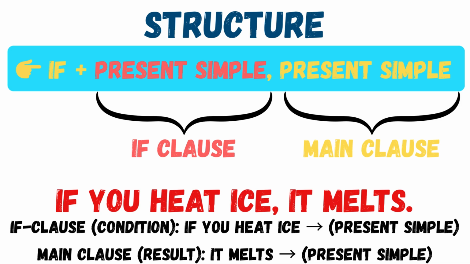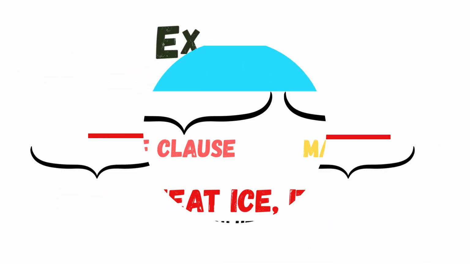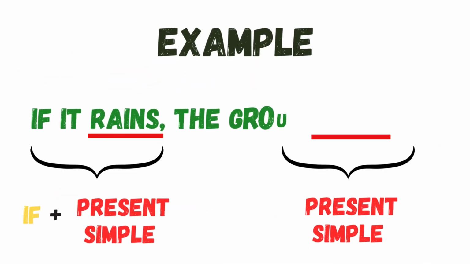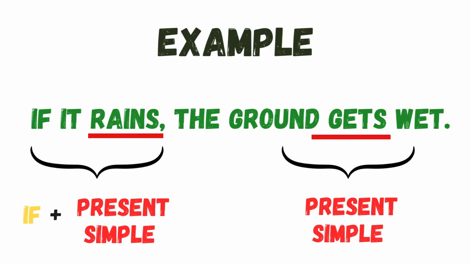Example, if you heat ice, it melts. If clause, condition: if you heat ice, present simple. Main clause, result: it melts, present simple. For example, if it rains, the ground gets wet. This means that every time it rains, the ground always becomes wet. It's a fact of nature, not something that changes.